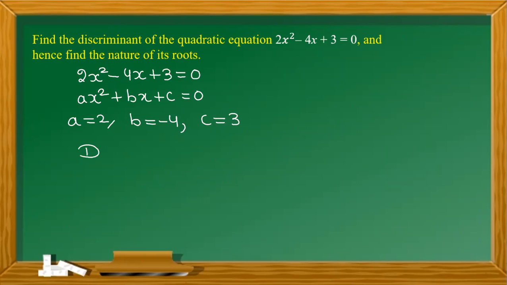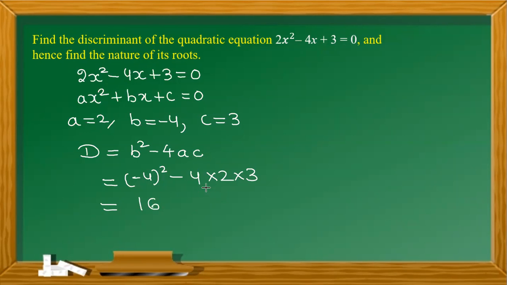Now, we will find the discriminant, which is given by the formula b² − 4ac. Let us put the values of a, b and c. b is negative 4, so (−4)² − 4 × 2 × 3. Now, let us simplify it. What is the square of −4? It is plus 16. 4 times 2 is 8, 8 times 3 is 24. 16 − 24 is equal to −8.